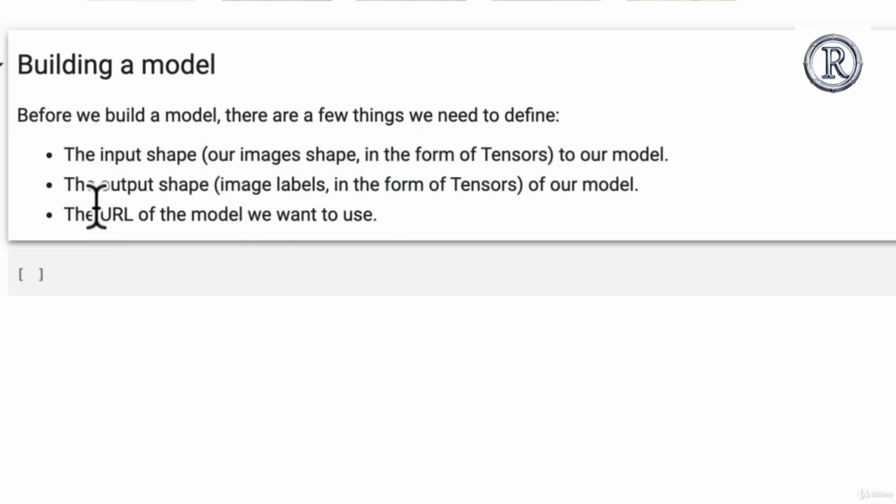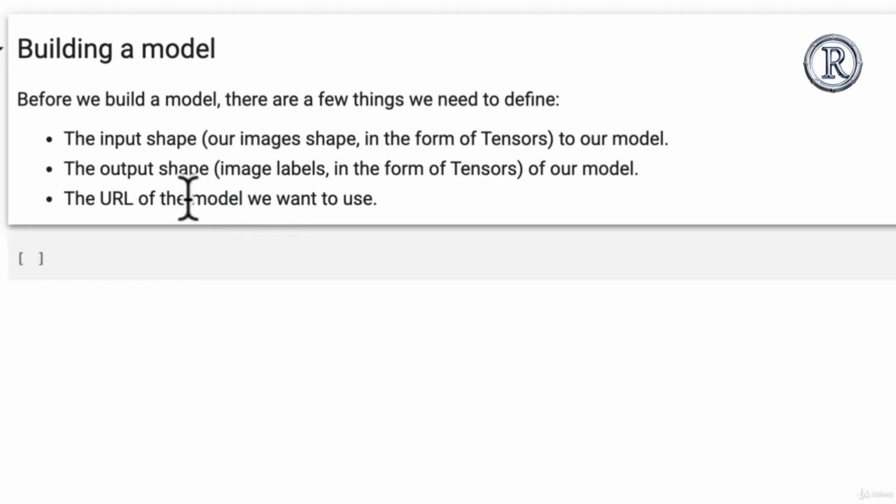You might build a model from scratch, but we're using a URL so that we can get started experimenting as quick as possible. These three things will be standard practice with almost whatever machine learning model you use. Defining the inputs, defining the outputs, and defining the model. And because we're using TensorFlow, everything will be in the form of tensors.